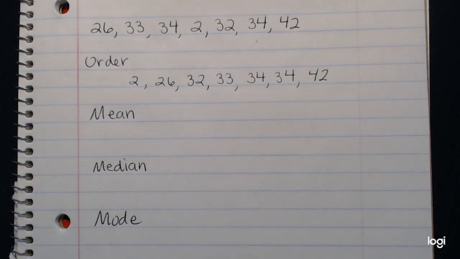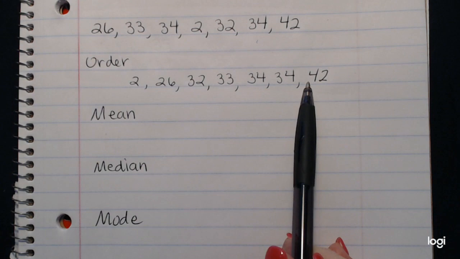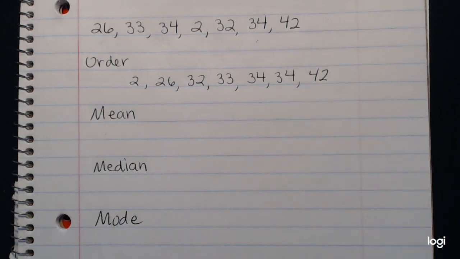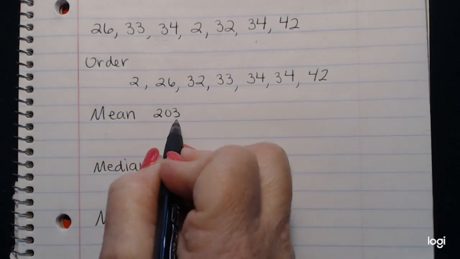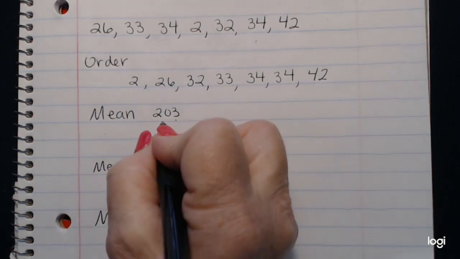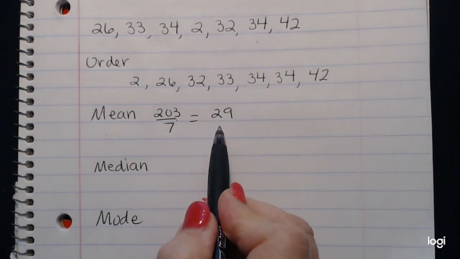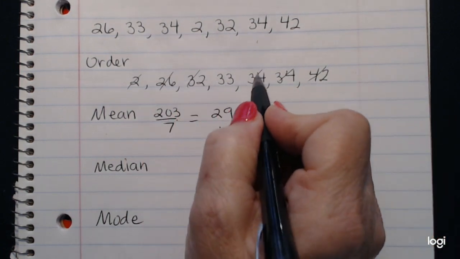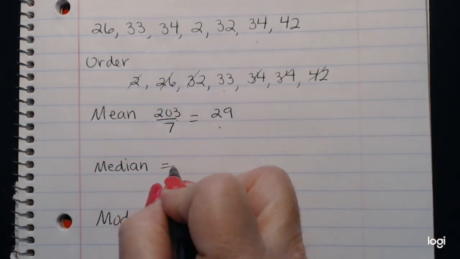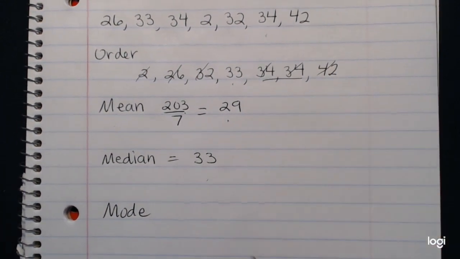All right, so if you notice, I put the numbers here in order for you. When I added them all up together, I got a score of 203. However, I have to divide it by 7 numbers, so my final score was 29 for my mean. My median, as I work my way to the middle to find the median, was 33. And the mode, the number that was listed the most, was 34.